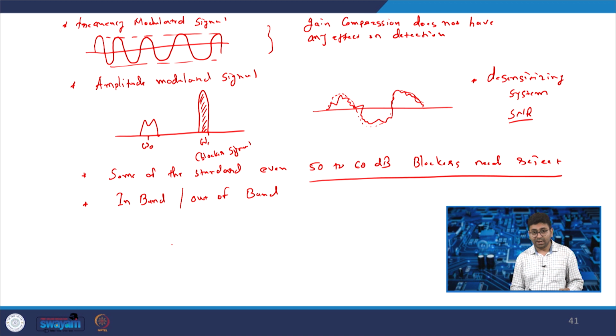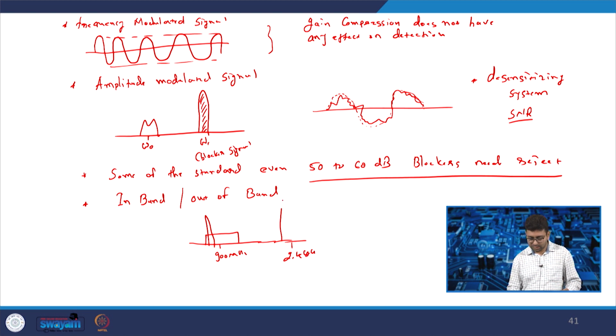I will give one more example. Let us say you have a 900 megahertz band, and inside the band there is some bandwidth of megahertz that we have already seen in the last class, and if there is some blocker here, that is in band. But outside the 900 megahertz, if there is a 2.4 gigahertz blocker, that is the Wi-Fi band. So, that is called an out-of-band blocker.